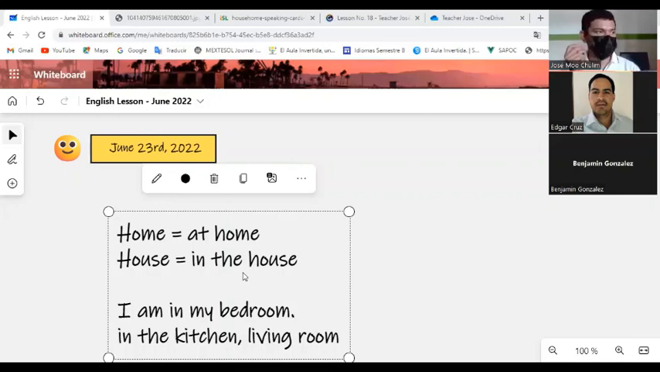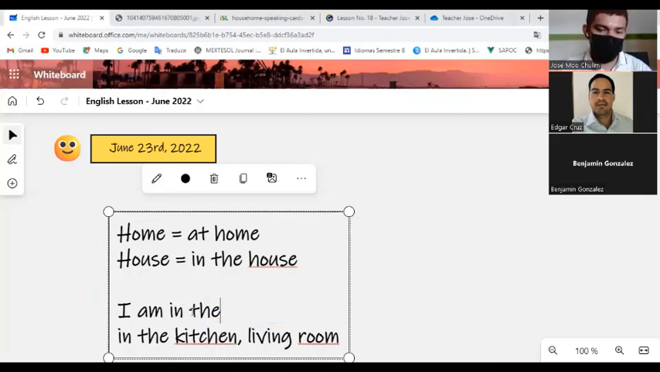Okay, so if I wanted to say "estoy en mi casa en el baño," I would just use "estoy en el baño." Yes, you can say "I'm in my bathroom." For example, "I'm in the bathroom." Okay?